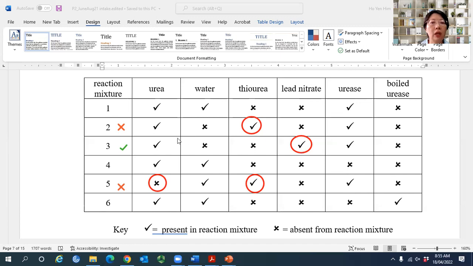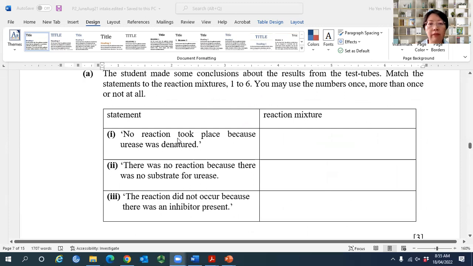So the answer is 3. This is where a lot of students didn't get the answer correct. Okay, this is 3.